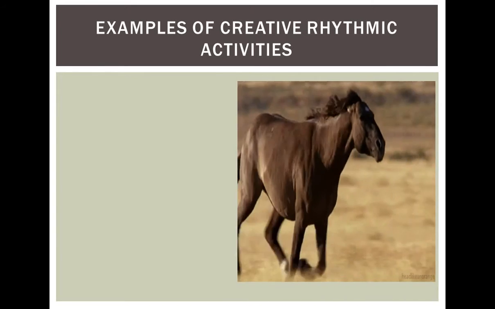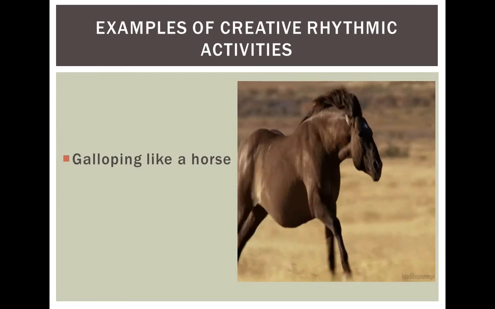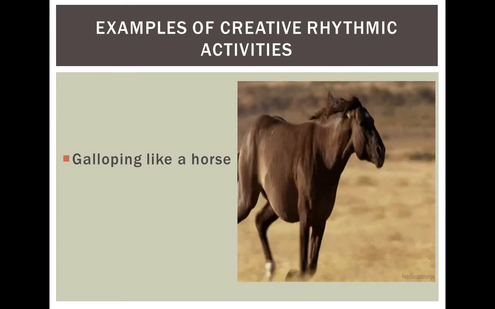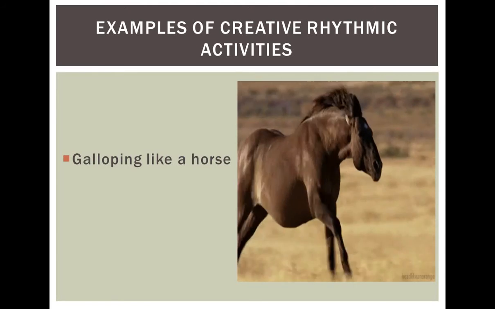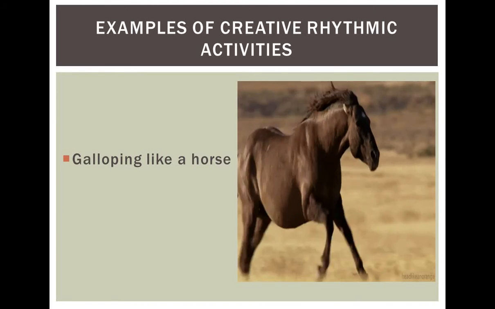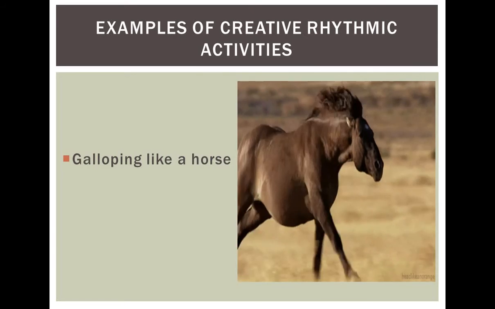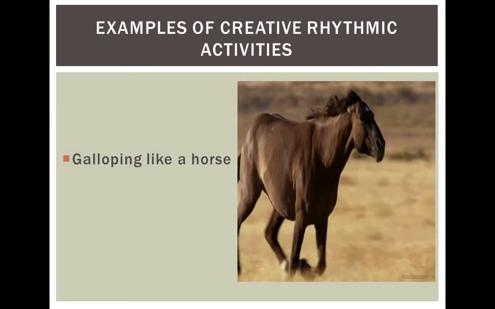Some examples of these activities are galloping like a horse. You can see the picture. The horse is galloping, and as it's moving, it's following a repeated pattern. As it's galloping, it's following a repeated pattern.